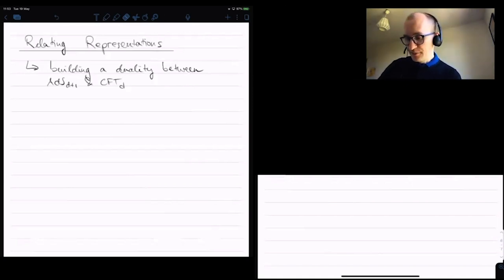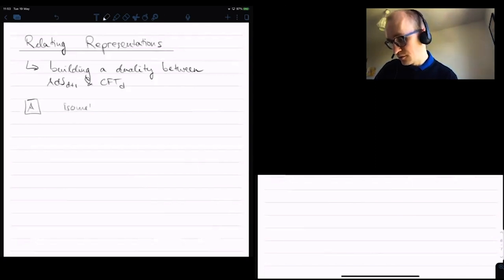So the first step we will take in this direction is, A, we will show that the isometries of AdS become the conformal isometries of the boundary of AdS.